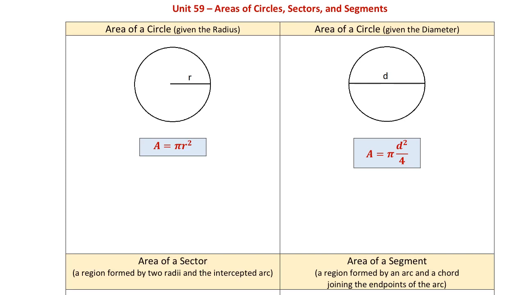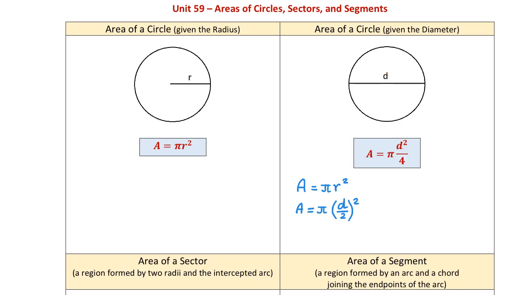You may be familiar with the first formula, but let's see how the second formula is related to the first one. We know that the radius is half of the diameter, and in the formula A equals pi r squared, let's replace r with diameter divided by 2. So we will have A equals pi, and in place of r inside the parentheses we will write diameter divided by 2 and all squared.